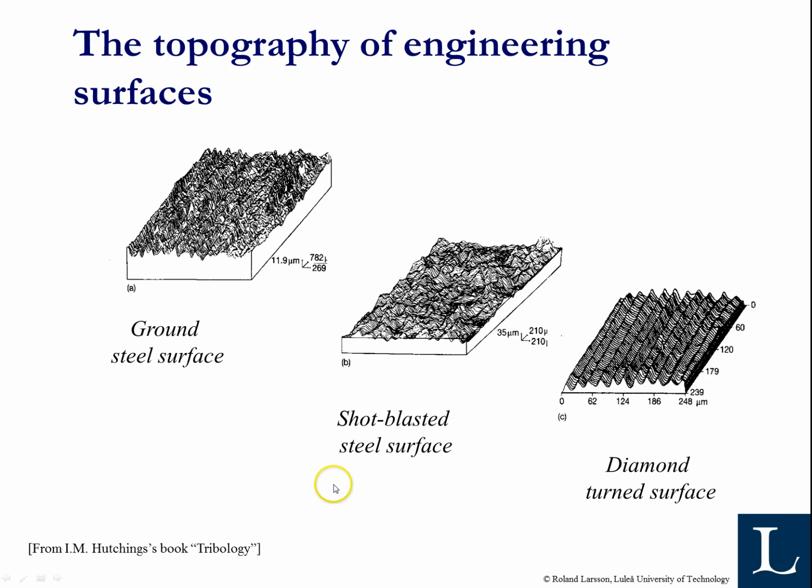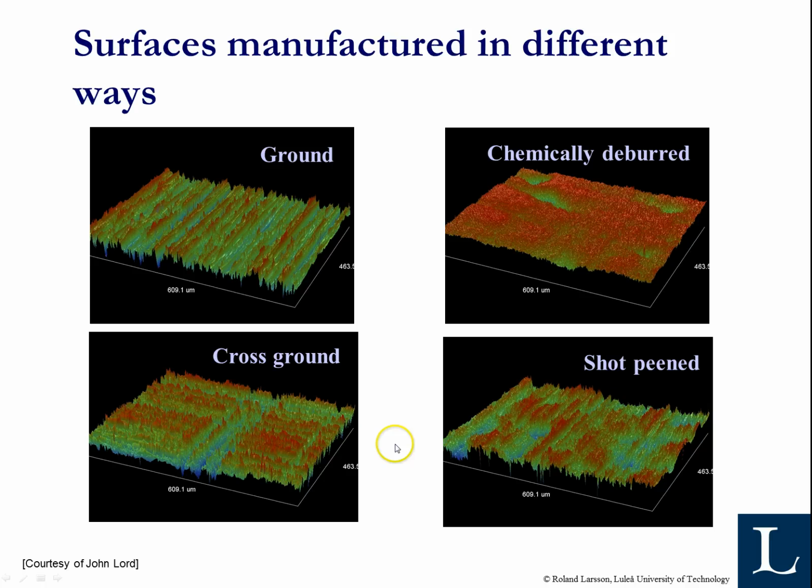Yeah, this is just a few pictures showing some difference in appearance for different surfaces. And these are another set made here at the university. You can see here the appearance of ground, cross ground, shot peened, chemically deburred again. You can see that the appearance is pretty different. So of course then it's also very difficult to find one or a few parameters that really describes that difference.